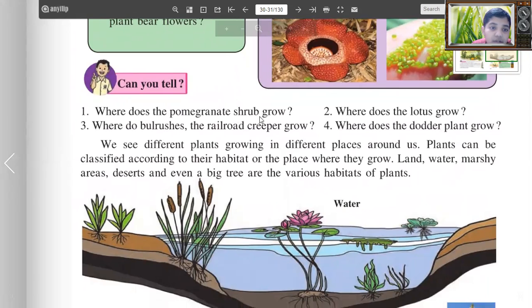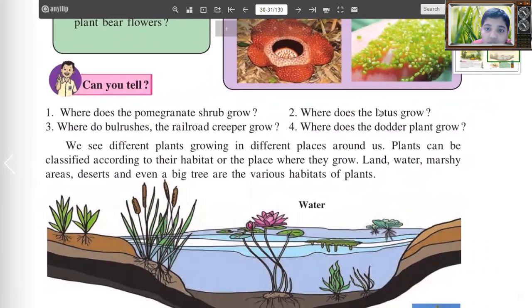Can you tell where the pomegranate shrubs grow? Where does the railroad creeper grow? Where does the lotus grow? Where does the dodder plant grow? We see different plants growing in different places around us. Plants can be classified according to their habitat or the place where they grow. Land, water, marshy areas, deserts, and even a big tree are the various habitats of plants.